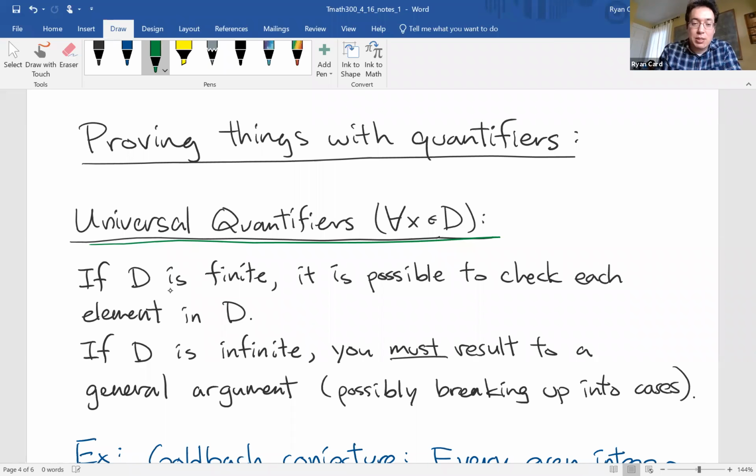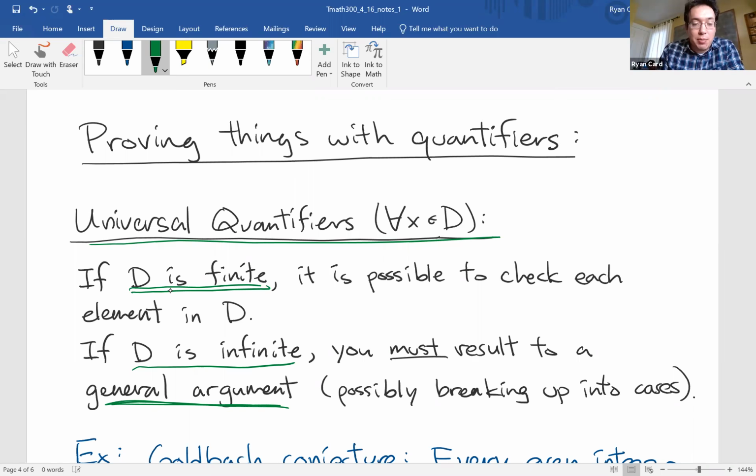So there's a couple different ways you can go about it. In a rare case where the domain is finite, there's only finitely many things to check, then maybe you can do that. Just plug in, make sure every case holds. But you can't do that if the domain is infinite. You don't have time or room on your piece of paper to check infinitely many cases. So in that case, you have to resort to a general argument.